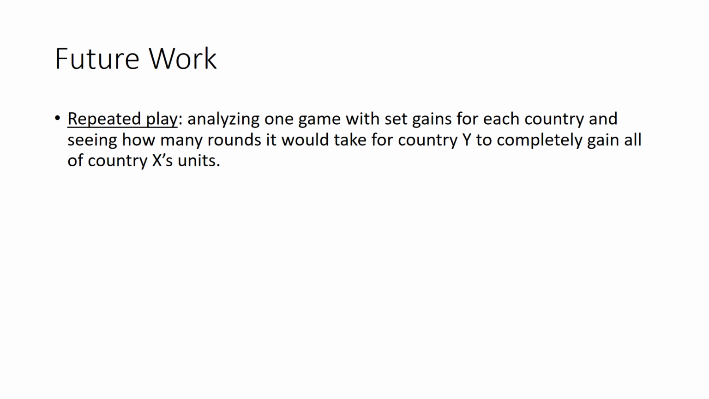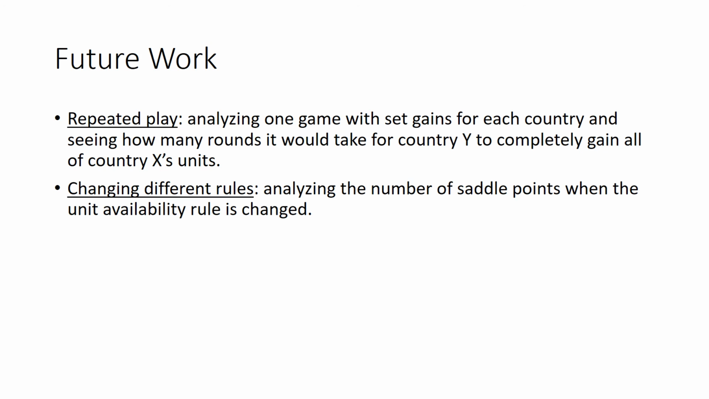If I decided to go down a path of future work with this model, I could go into repeated play by analyzing one specific game with set gains for X and Y, and see how long it would take for Y to completely gain all of X's units, because of the rule that states Y's gains are always greater than X's gains. And I could start changing different rules, where the rule that states if a country's unit gain is greater than what's available, do not take anything, I throw that rule out the window and just say take whatever's available.